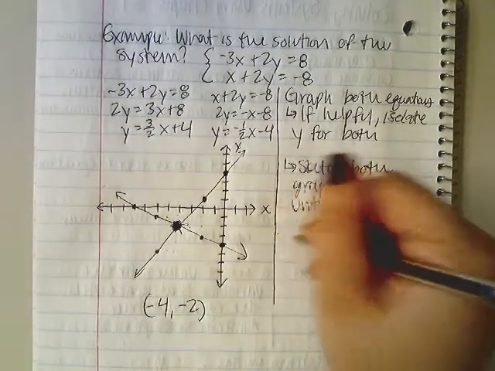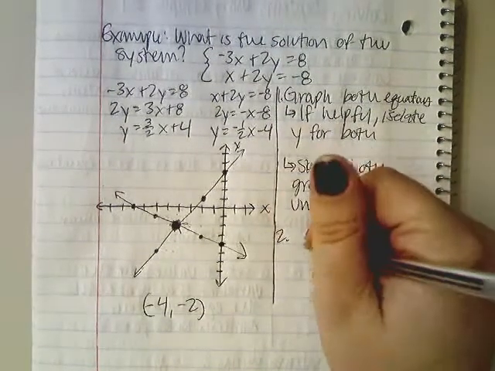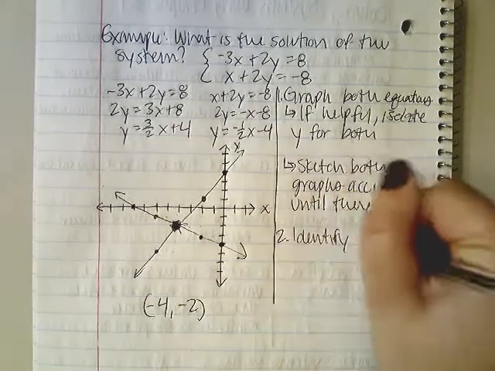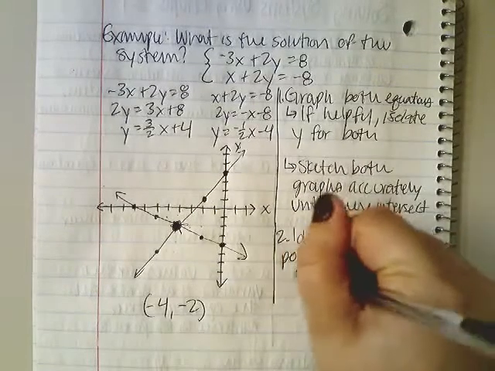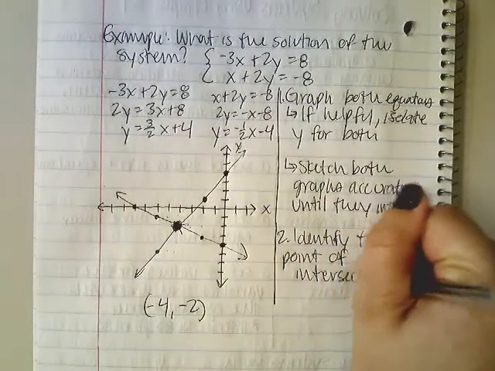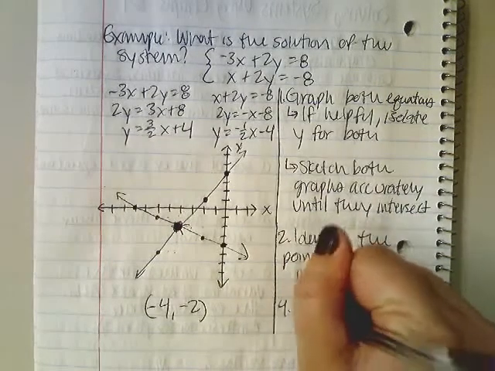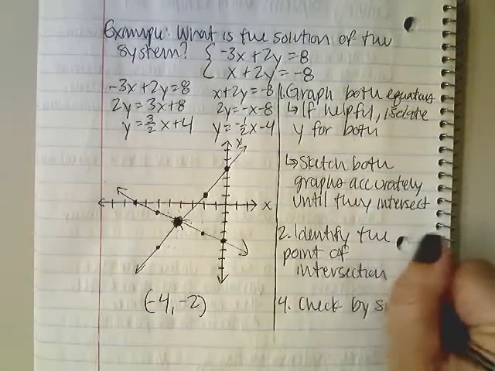So my second step is going to be to identify the point of intersection. And then we can check it by substituting into the original equations.